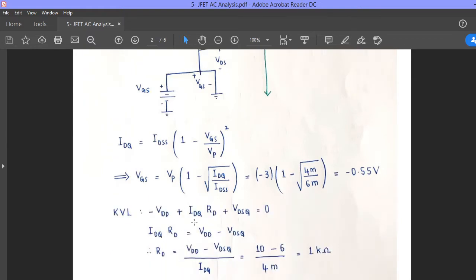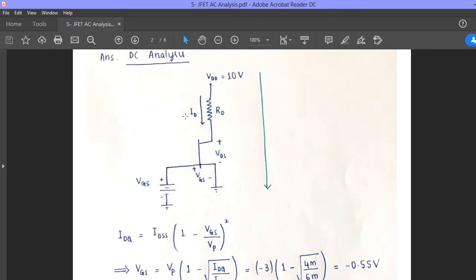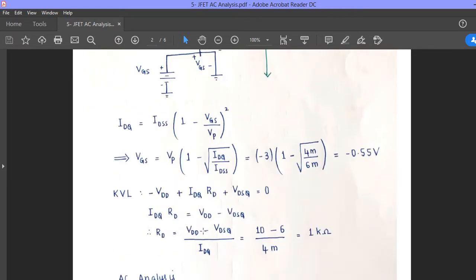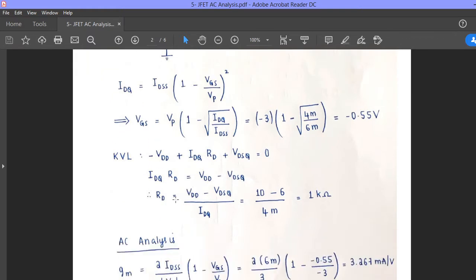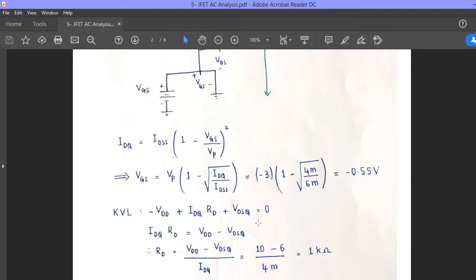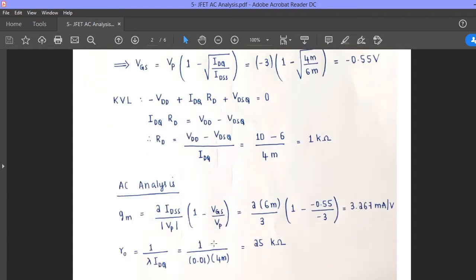Now on the output side, we got VGS, and by performing KVL on the output loop, we can find out the value of RD. So RD is this one. Now after this, for the second part, we need to find out the value of GM and R0.